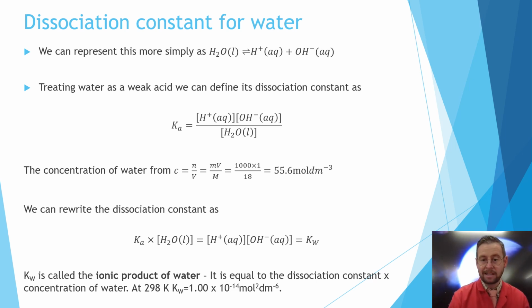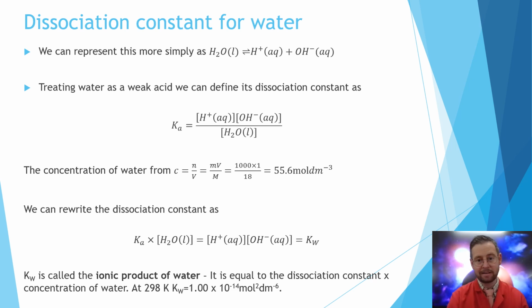two ions multiplied together. Now this value is always going to be the same, because the dissociation constant of water isn't going to change, and neither is its starting concentration. So we know that the product of the concentration of H plus and OH minus always equals this same number, the ionic product of water, it's called. And it has a value of 1 times 10 to the minus 14 moles squared dm to the minus 6.